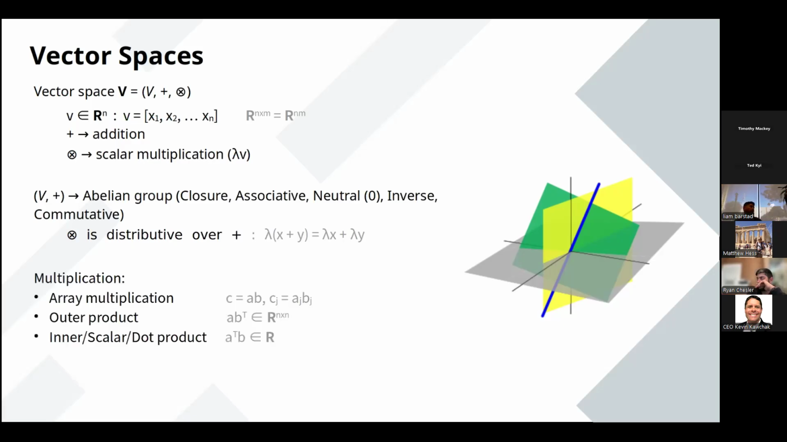So what I like to think about is that a vector space goes through 0. That's one of the important parts, that it has that neutral element that is 0. And it's where addition and scalar multiplication hold. Addition is an abelian group, but scalar multiplication is not.